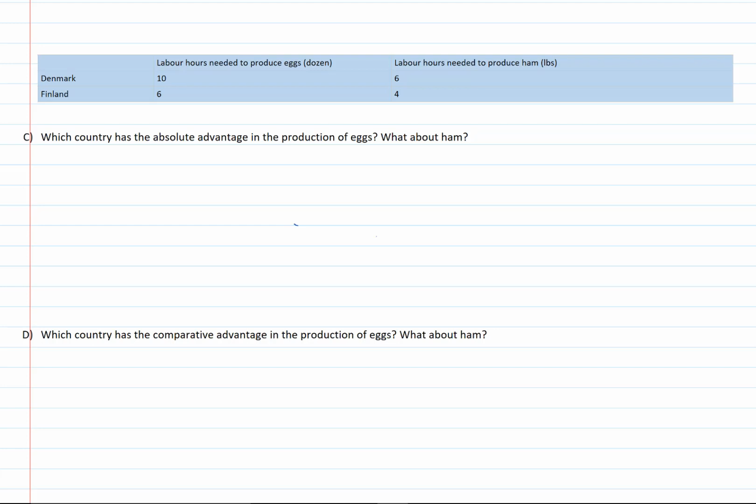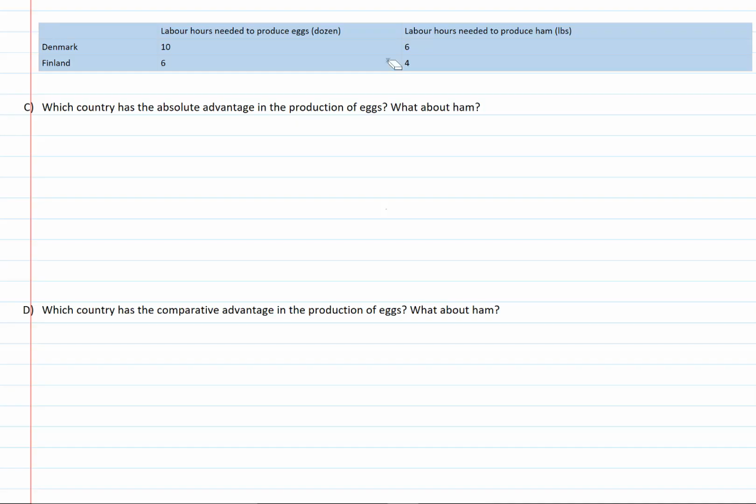To do this with the input method of production, we need to look at who can produce a dozen eggs or a pound of ham with less inputs. So let's look at this first column here and the number of hours it takes to produce a dozen eggs for Denmark and for Finland. We see that Denmark takes 10 hours to produce a dozen eggs, while Finland only takes 6.